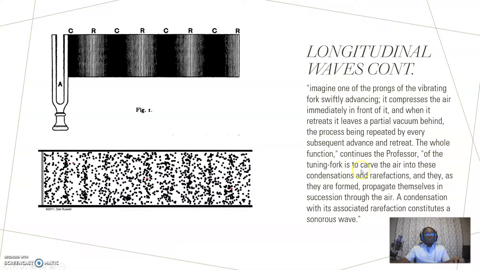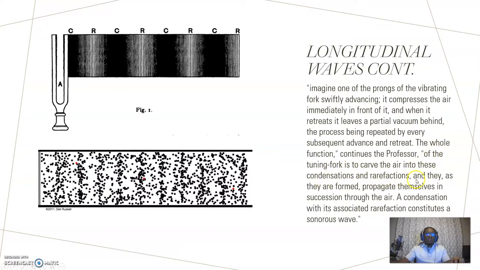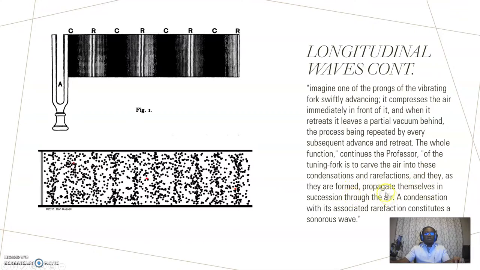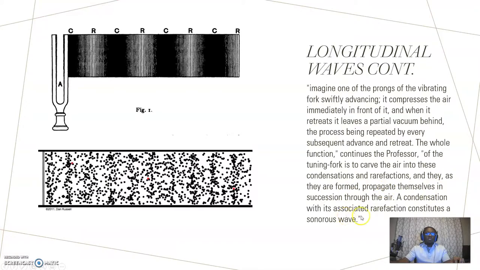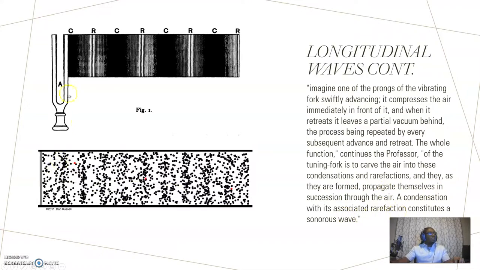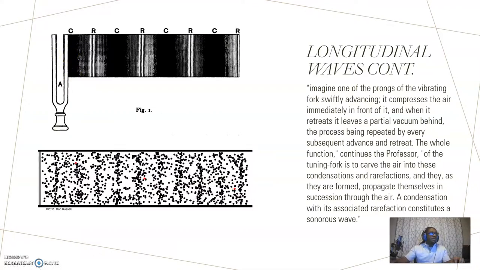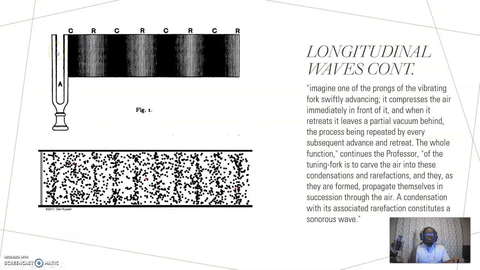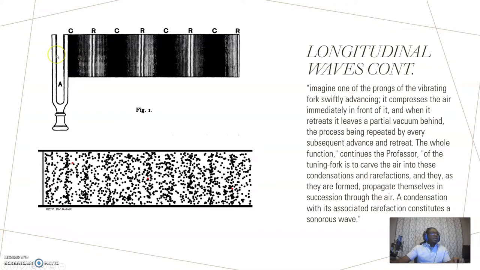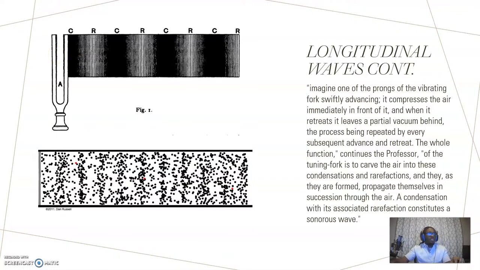The whole function of the tuning fork is to carve the air into these condensations and rarefactions, and they, as they are formed, propagate themselves in succession through the air. A condensation with its associated rarefaction constitutes a sonorous wave. So here we see just that happening. We have our pitchfork vibrating back and forth very quickly, and as it moves, it pushes forward and compresses that air, and it moves back and leaves a partial vacuum, a space where the air is not compressed.